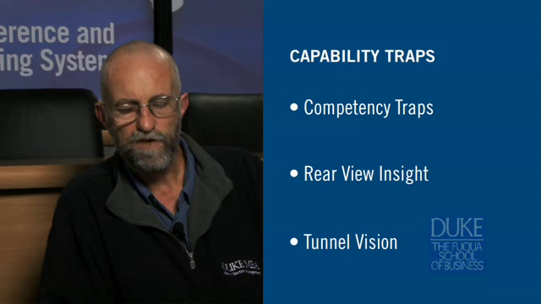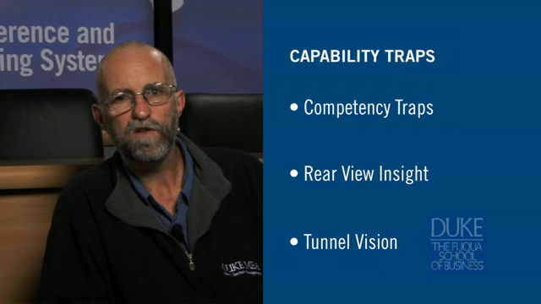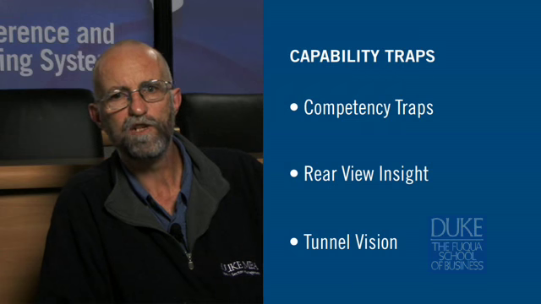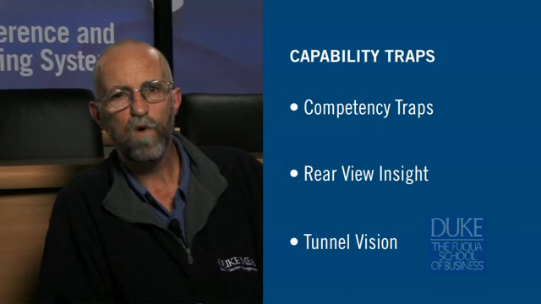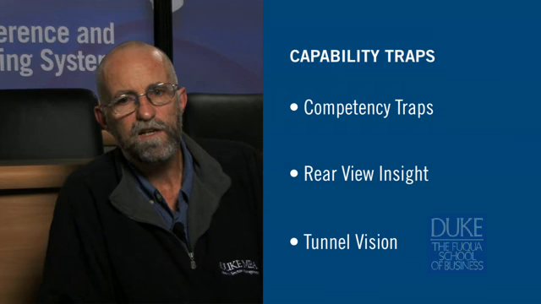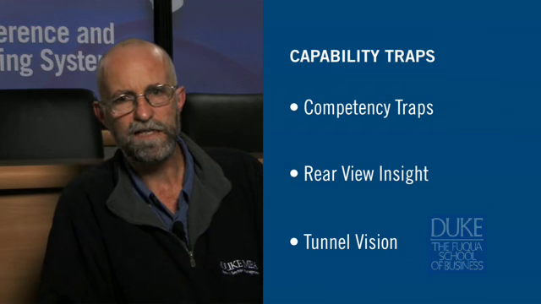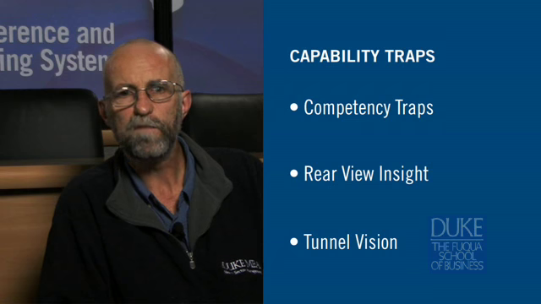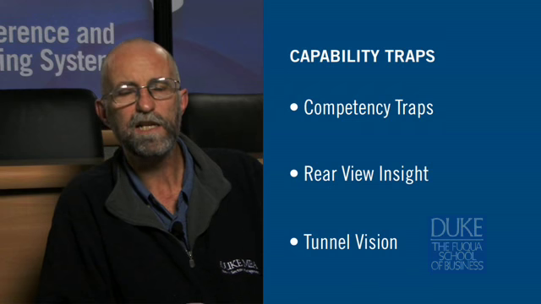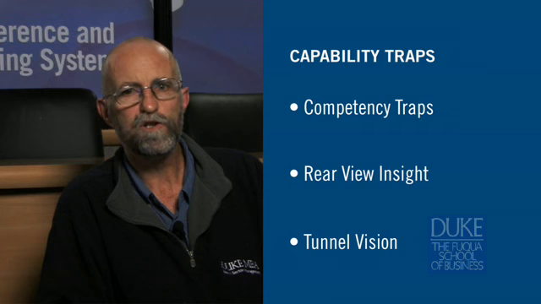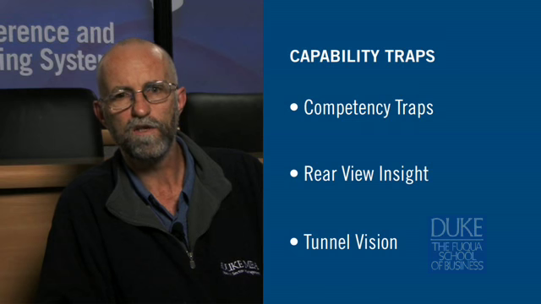Rear view insight, the second trap, occurs when you look at the past rather than the future. You do industry analysis, you do capabilities analysis based on what was happening in the past. And that's a very easy trap to fall into. It's comforting because it's static, it's stable. It's comforting because you can often get a lot of data about the past, and it's nice having data and information. The future is uncomfortable because we don't exactly know where it's going. It's uncomfortable because it's hard to get data about it.